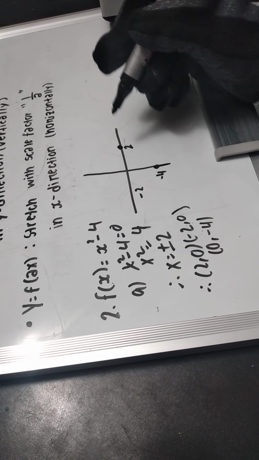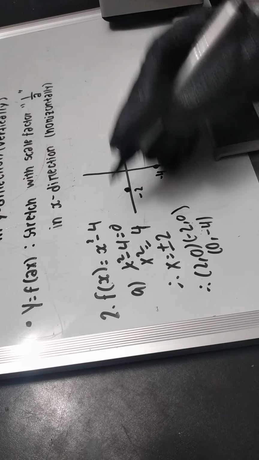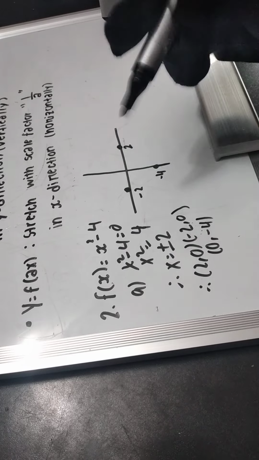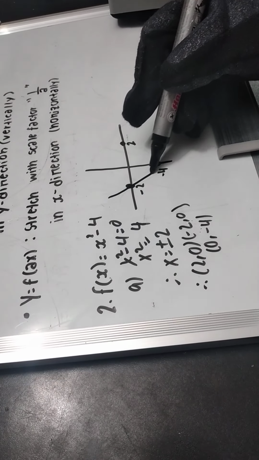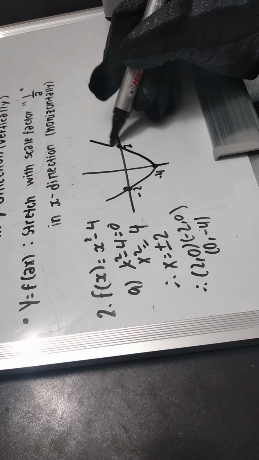So here we have the coordinates (2, 0), (-2, 0), and (0, -4). We can see that as the coefficient of x squared is positive, it's a minimum curve, obviously. So let's draw it. It will look something like this.